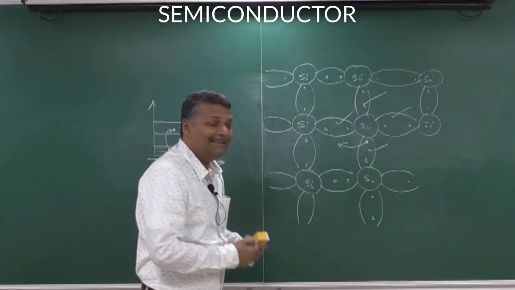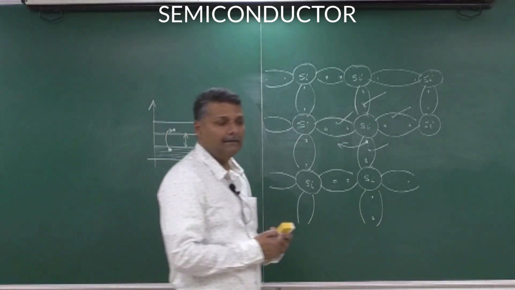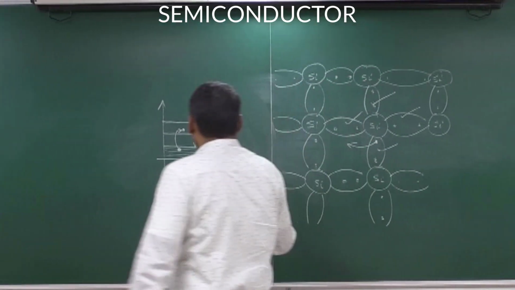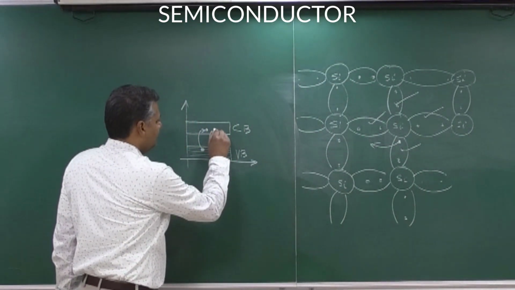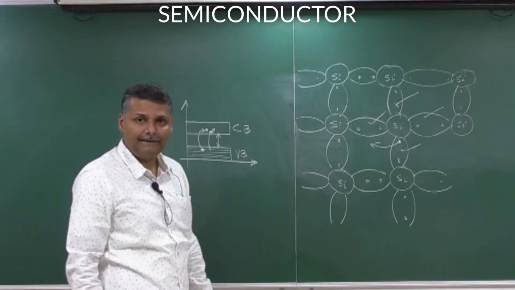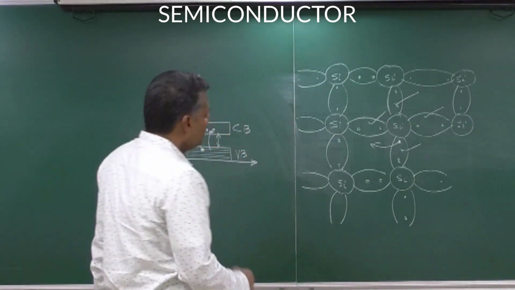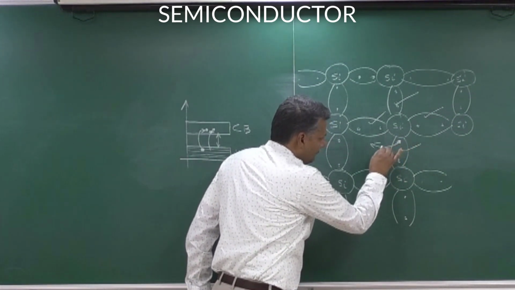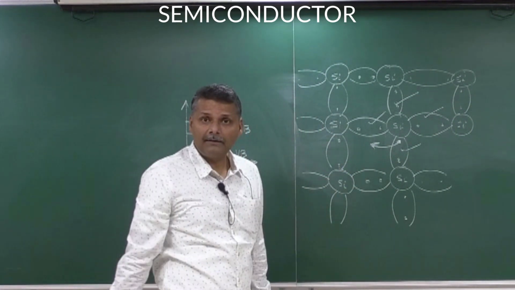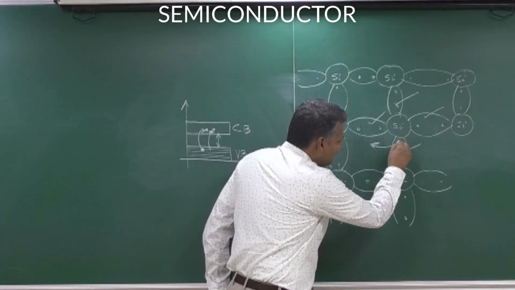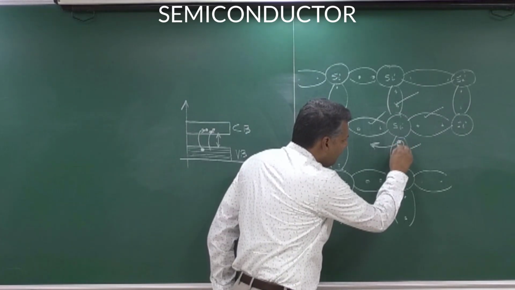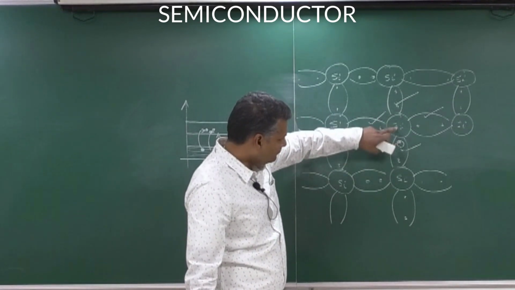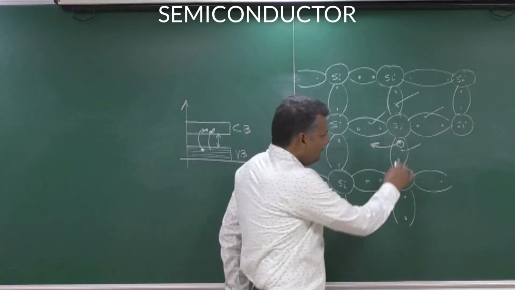So, as temperature increases, number of bonds that break also increases. So, number of electrons or charge carriers increases. So, we say conductivity increases. Now, if we go into further detail, this electron moves out, it is no more part of that bond. So, we say one vacancy is created here. This bond is not complete. So, one vacancy is there.